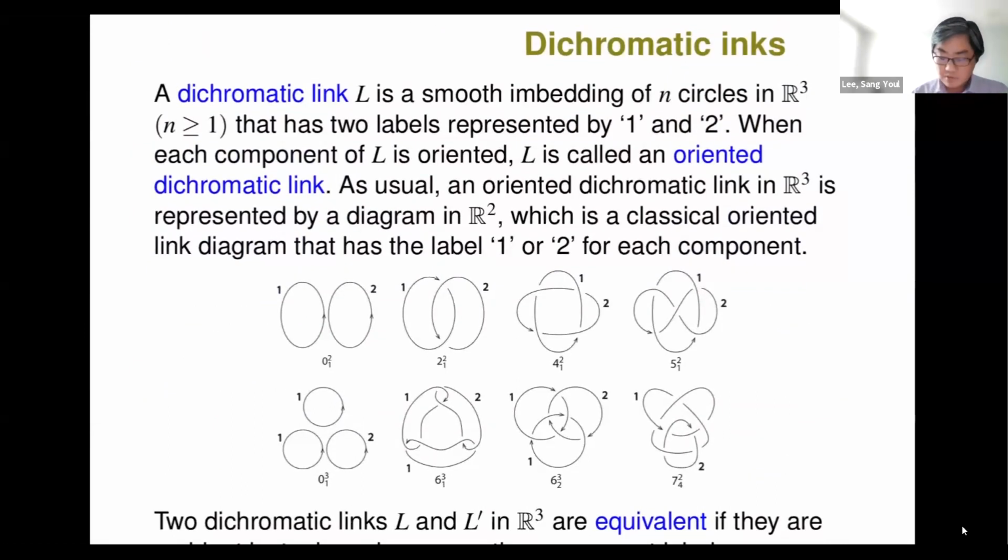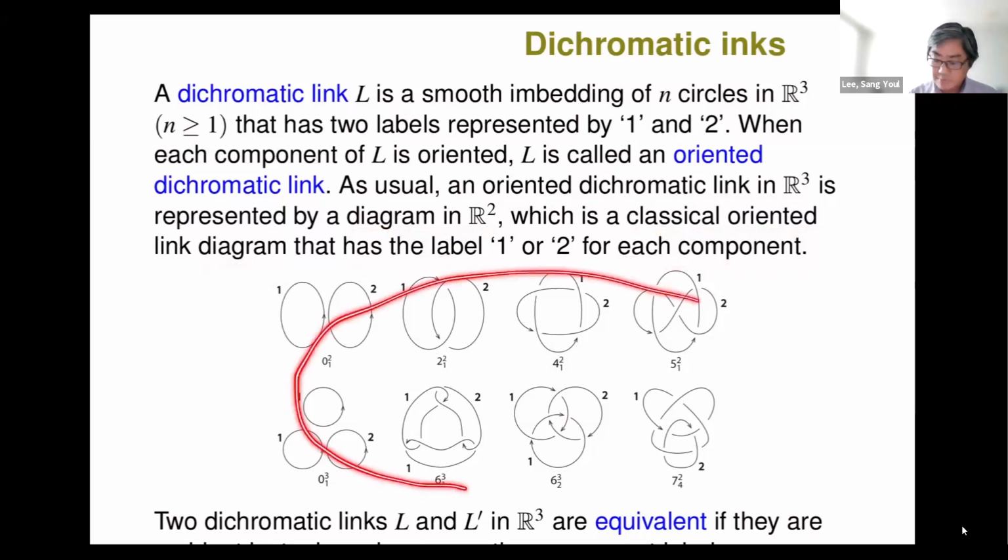Okay, here's a definition of a dichromatic link. A dichromatic link is a smooth embedding of n circles in three-space that has two labels represented by 1 and 2. When each component of L is oriented, L is called an oriented dichromatic link. As usual, an oriented dichromatic link in R3 is represented by a diagram in R2, which is a classical oriented link diagram that has the label 1 or 2 for each component.